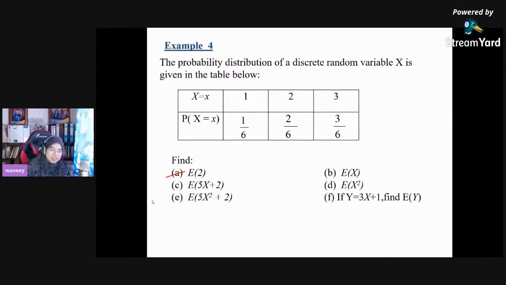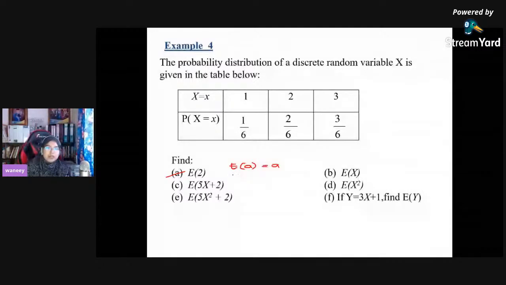2 is a constant. So if you refer to your previous page, for the first property of expectation, E of A is equal to A. So based on the properties, E of A is equal to A. So that means if I have E of 2, this is also equal to 2. Done.